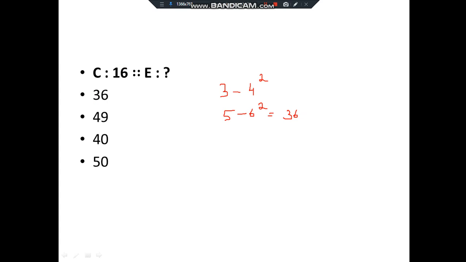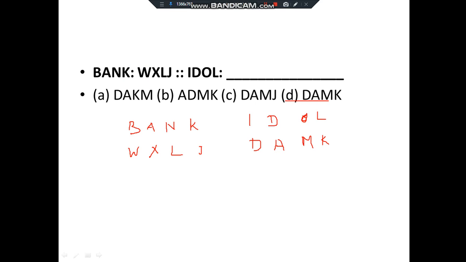See next, C is 16. Similarly, E is what? C, we know its place value is 3. So, 16 is nothing but 4 square. So, next value square. So, E's place value is 5. So, next value is 6. 6 square is 36. So, 36 is the answer. See, bank is to something, idol is to what? See, when you write it down, you can find the relation. Okay. So, DAMK is the answer.